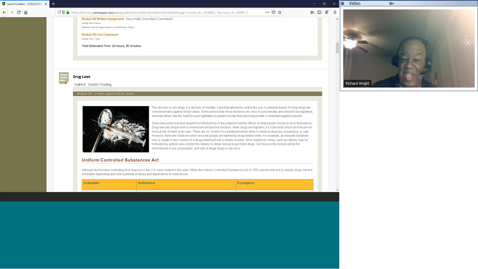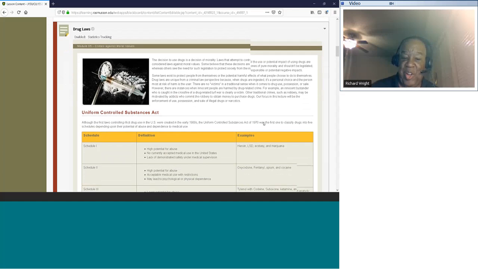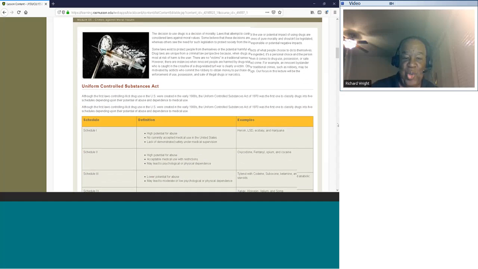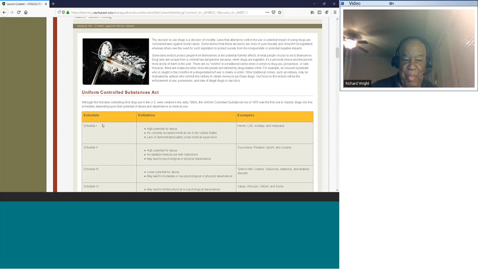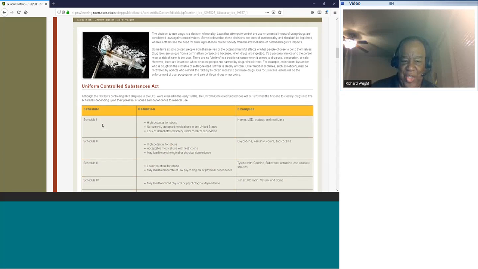It says here, as I said already, addicts who commit robbery to obtain money to purchase drugs, and how the law enforcement agencies respond to the use, possession, and sale of illegal drugs and narcotics is one of the things we're going to talk about. So you can see the schedules that I talked about, and it shows you that under Schedule 1, it tells you the high potential for abuse, not currently a medical use, lack of demonstrated safety under medical supervision, and you see marijuana. Marijuana is actually moving off of this, as I said, because of what I stated earlier.